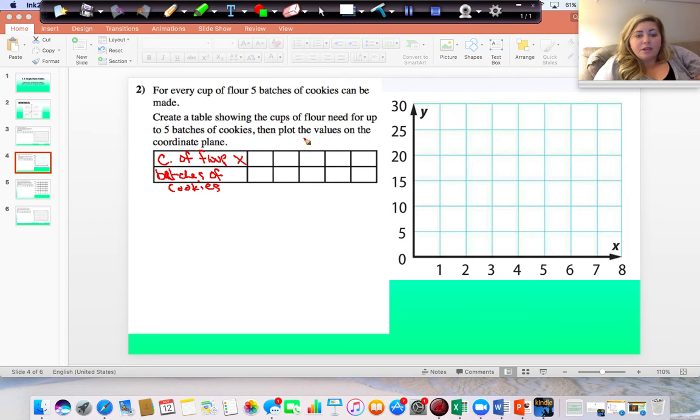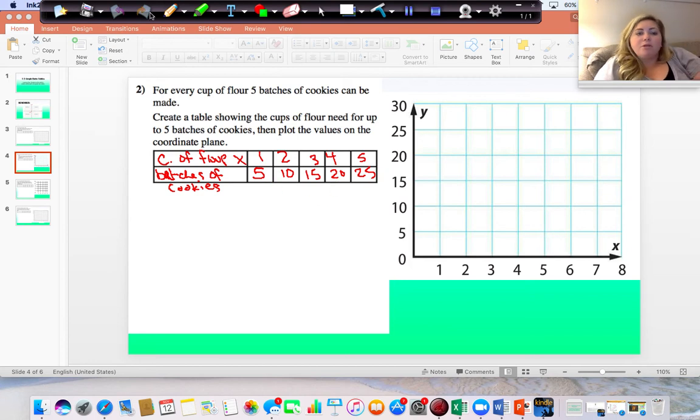Hard to read that. Okay, so cups of flour, 1 cup of flour, we're going to make 5 batches of cookies. So if we have 2 cups of flour, then it would be 10 batches of cookies. And you see that we're counting by 5s here on the bottom. So 5, 10, 15, 20, 25. In the top, we're going to count up by 1. What we're really doing is multiplying times 2, times 3, times 4, and times 5. So we would multiply 5 times 2, times 3, times 4, and times 5 on the bottom.